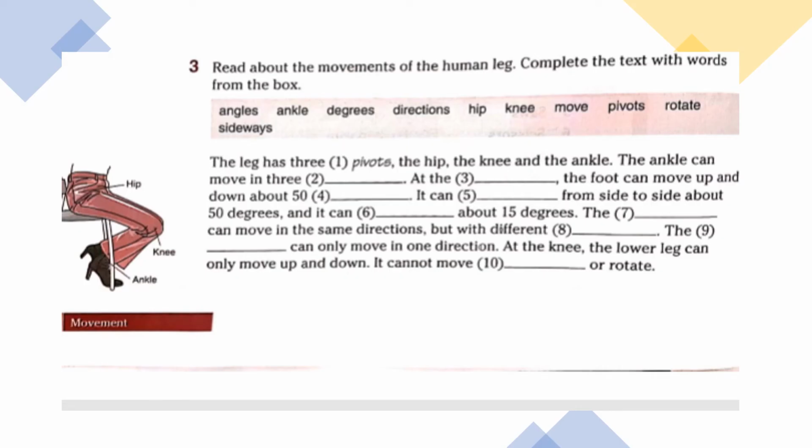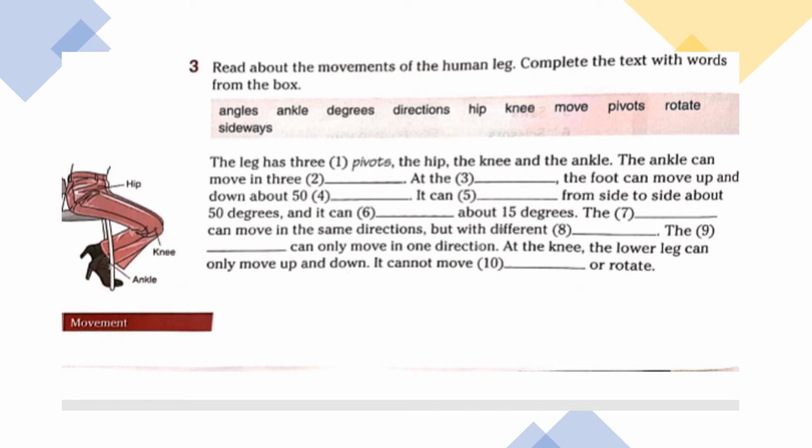Okay, finally, let's move to the workbook, page 18, and study the movements of the human leg. As you see, if you look at the person sitting on the left, we have the hip, the knee, and the ankle. We call these 3 pivots, مفاصل. Okay, so we need to read about the movements of the human leg and complete the text with words from the box. The words are angles, زوايا, ankle. We saw the ankle in the picture. Take care of the pronunciation. Angles, ankles. Degrees, we studied this word before.